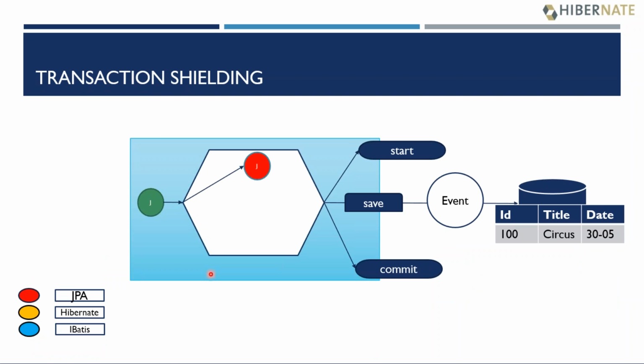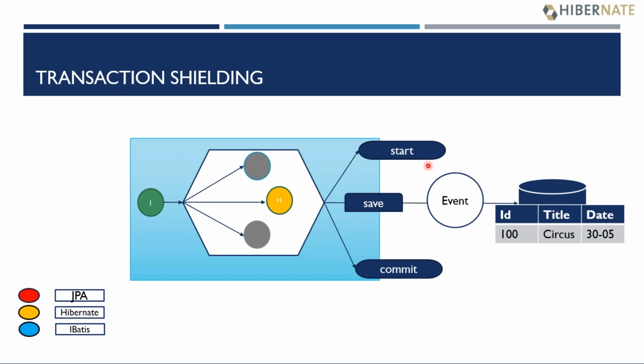Now, transaction handling. This is your session object, and red one is for JPA, this is for Hibernate, and then iBATIS. For the transaction purpose, you might be using the Hibernate framework, or the Java Persistence API framework, or the iBATIS framework. Irrespective of the framework you're using, let's say in the first case you're using the Hibernate framework.